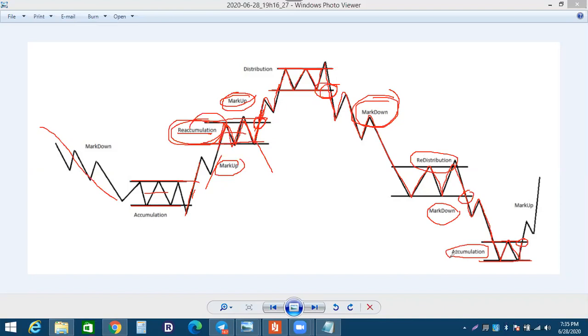Sometimes redistribution we can find 2 times, 3 times, 4 times. It depends on the trend. And accumulation we can find 1 time, 2 times, 3 times, 4 times. As a pullback, sometimes we find the pullback in the trend 1 time, sometimes 2 times, 3 times, because it depends upon how strong the trend is. But if the trend is not strong, we only see accumulation 1 time and distribution 1 time.